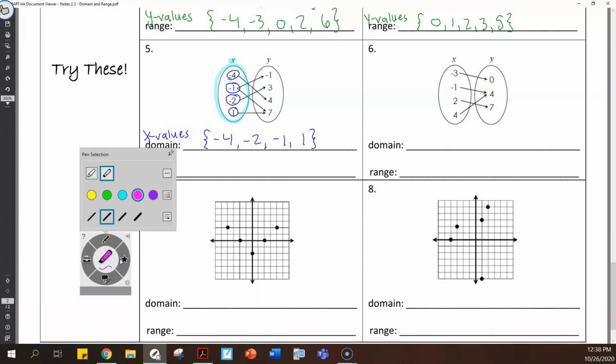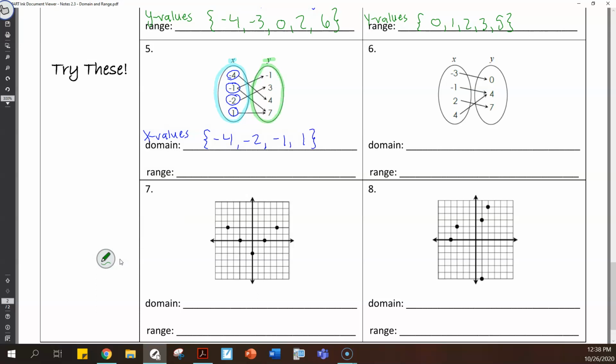Same thing with my range. A lot of the work is done for me because all of my y values go here in the second bubble, and they've already tried to write them in least to greatest order and tried to take out any repeats that they have. So my y values, or my range for this one, is -1, 3, 4, and 7, and those are already in least to greatest order, so I'm good to go there.